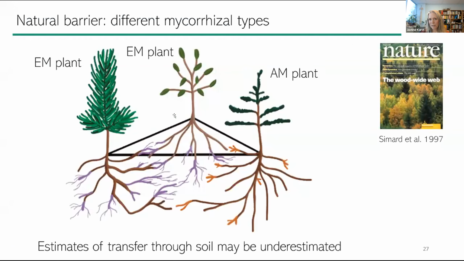So there are different ways that we assess the effects of common mycorrhizal networks on resource transfer or seedling performance. The first way that we do is we use what we call natural barriers, where we're assessing different mycorrhizal types. So I'll explain this. This is the approach that Simard et al. used in that first paper looking at below ground carbon transfer in the field.